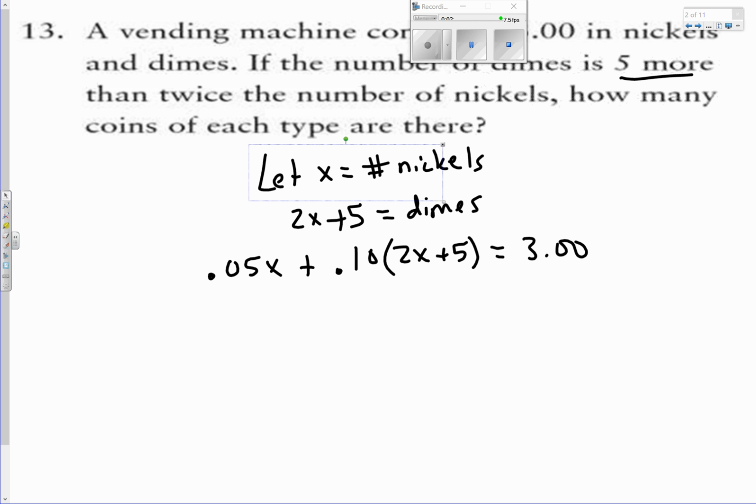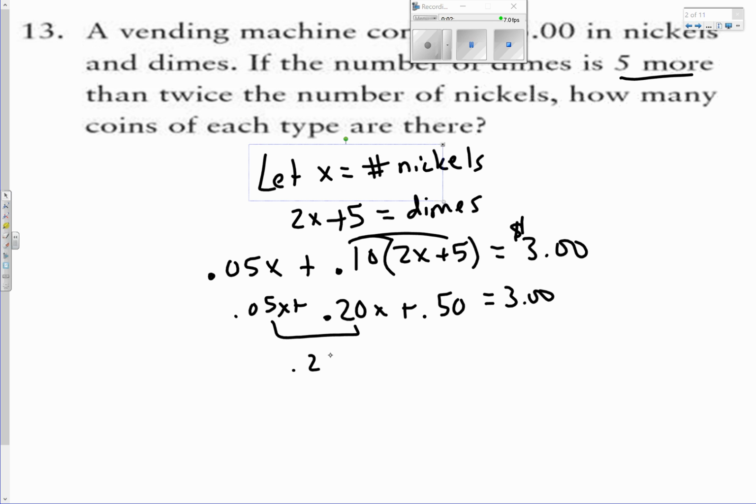The reason why I have to put the 0.05 and the 0.10, how much each of them is worth, is because it doesn't tell us the total number of coins, it just tells us in money. So you have to actually use that dimes are 10 cents and nickels are 5 cents. So now you just solve it. You do the distributive property here, so you get 0.20x plus 0.50 is equal to $3 plus 0.05x. Combine like terms, so you get 0.25x plus 0.50 is equal to $3. Subtract 50 cents, you get 0.25x is equal to $2.50. Divide both sides by 0.25 and you get x is equal to 10.